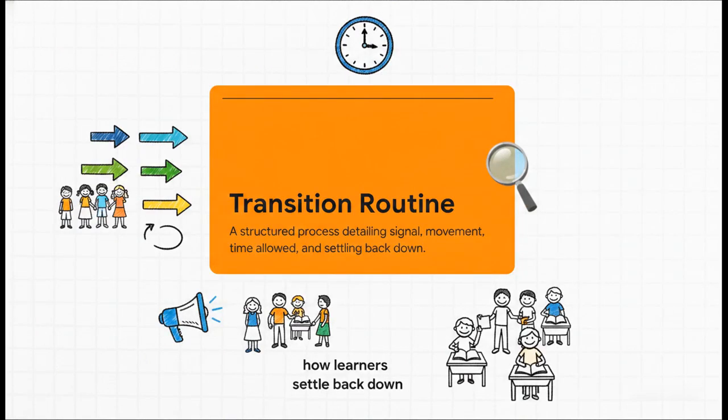The exact same logic applies to transitions, which we all know are notoriously tricky moments in any classroom. A transition routine details the specific signal used to get attention, the exact movement steps, the time allowed, and how learners are supposed to settle back down. The documentation emphasizes a really vital point here. These routines absolutely must be explicitly taught and practiced during your first week setup. You can never just assume your learners know how to transition quietly. You have to teach the routine just like you'd teach a math concept.